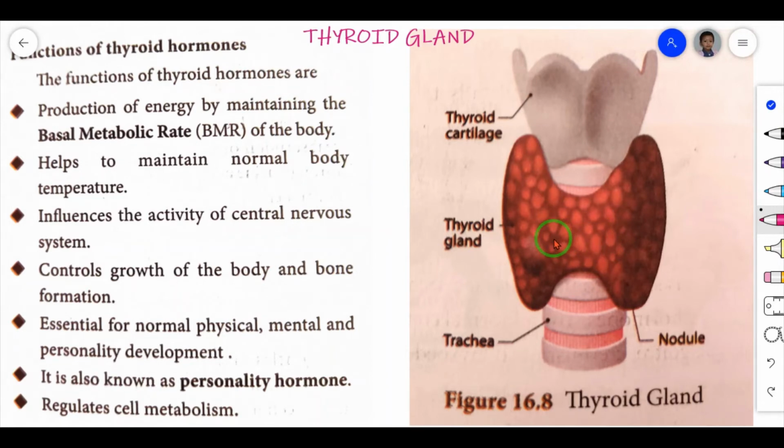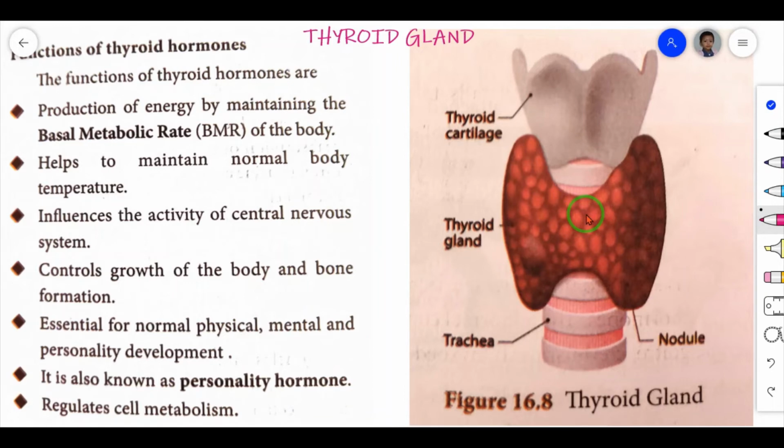This gland is composed of glandular follicles lined by cuboidal epithelium. So this thyroid gland is composed of which follicles? Glandular follicles lined by cuboidal epithelium. The follicles are filled with colloid material called thyroglobulin.